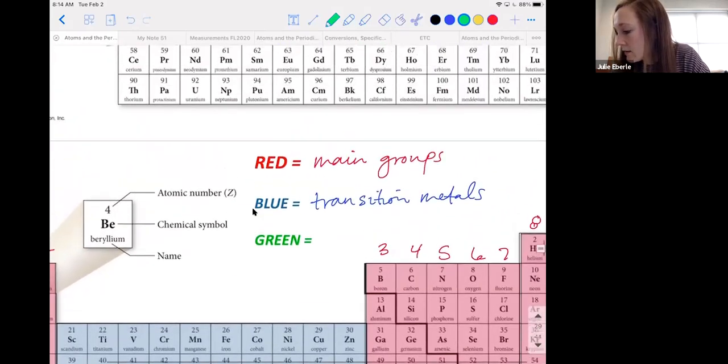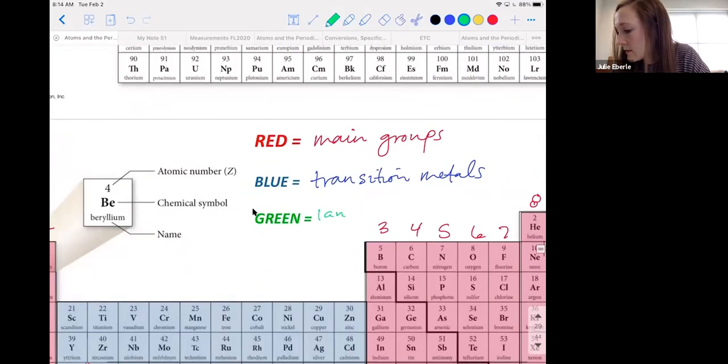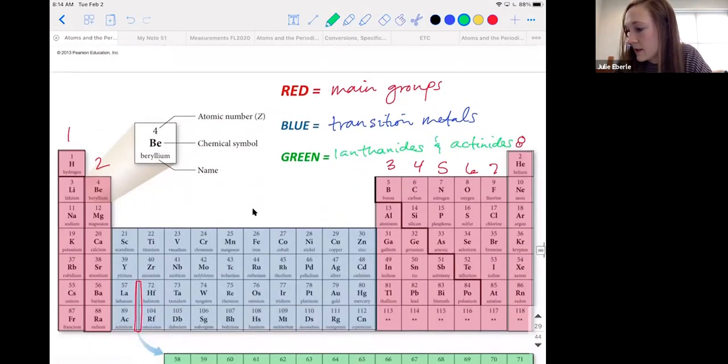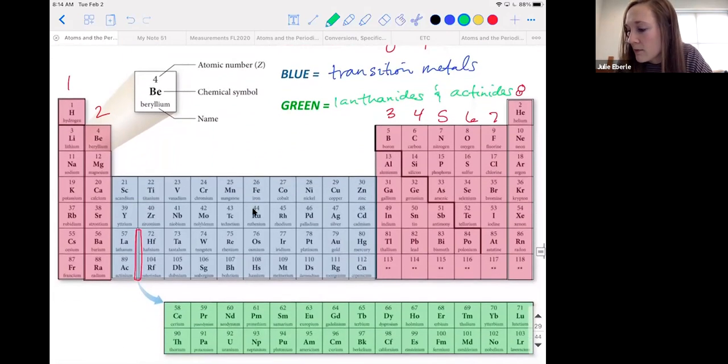Lanthanides and the actinides. Now, in our course, we're going to spend most of our time talking about the red and the blue elements, the main groups and the transition metals. We really won't get to the lanthanides and actinides. You have to take some upper level courses in chemistry, which I know you all want to do, right, to get to the lanthanides and the actinides. But we're going to mainly talk about the blue and the red elements.